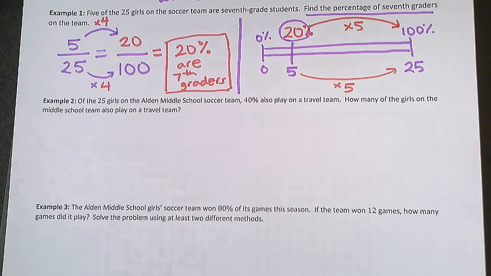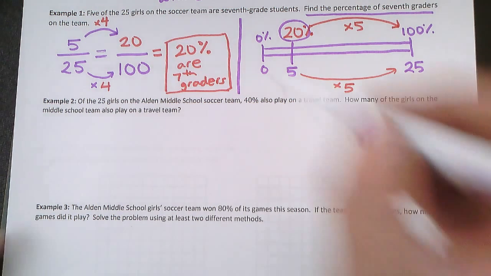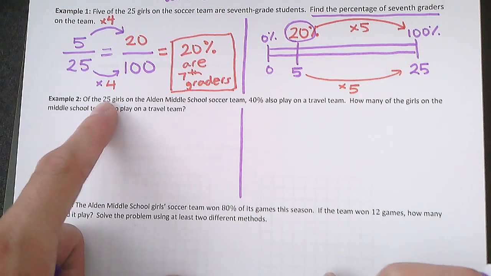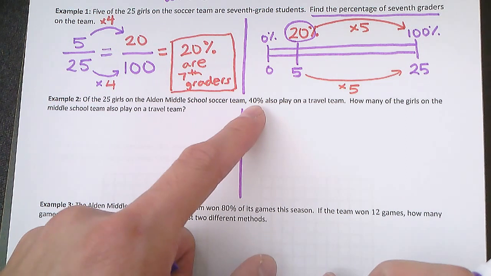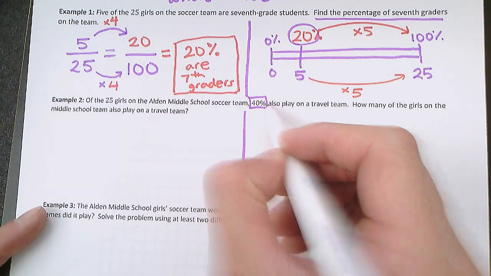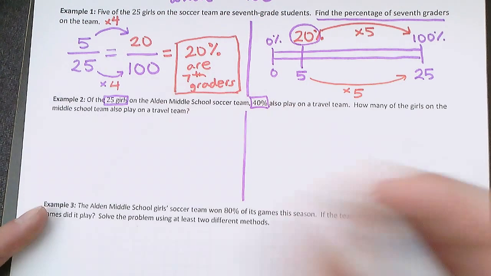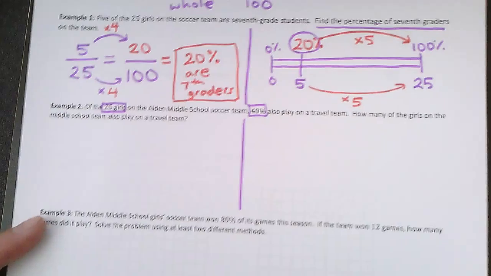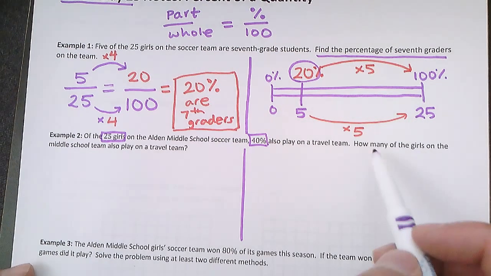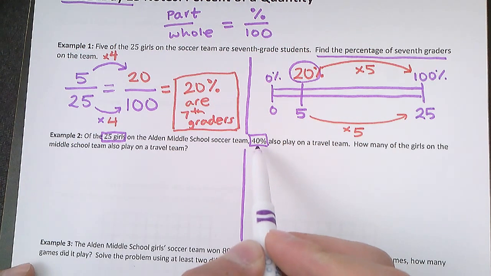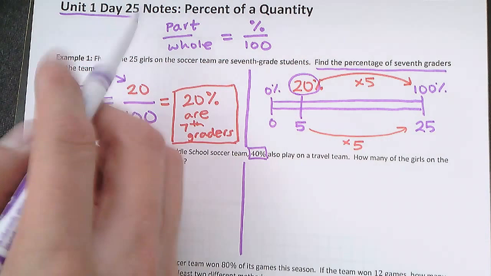All right, let's take a look at example 2 now. Let's read the problem. Oh, actually first, draw the line. We're going to solve it both ways again. Of the 25 girls on the Alden Middle School soccer team, 40% also play on a travel team. Okay, so 40%, and there's 25 total. How many of the girls on the middle school team also play on a travel team? So in this case, it's asking us how many of the total is 40%. So we are trying to find the part.